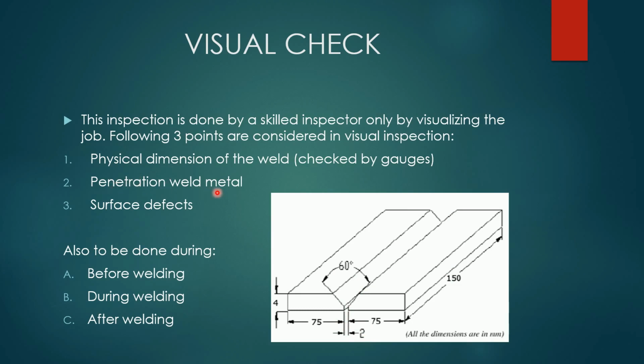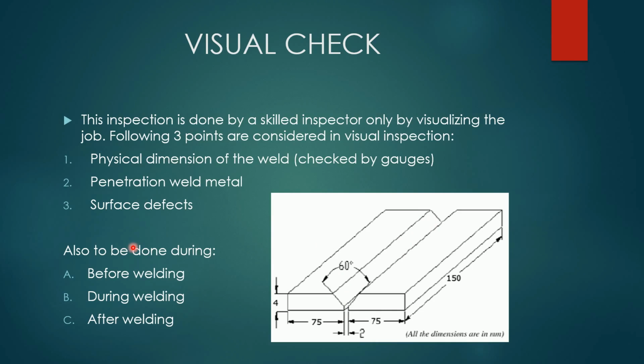Then penetration of weld metal. Penetration of weld metal means the weld metal which is going to be deposited over here by melting the electrode. It should penetrate up to its crater area. Crater area means the lower area. Then point number 3, surface defects. The place where we are going to weld should be neat and clean enough. This is usually checked by a worker.